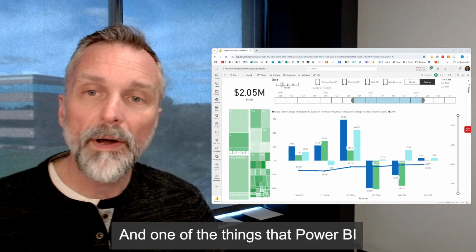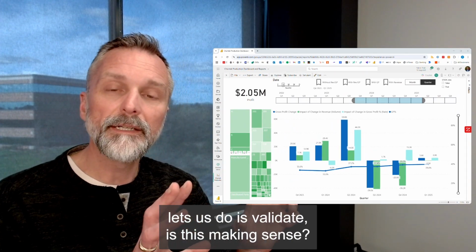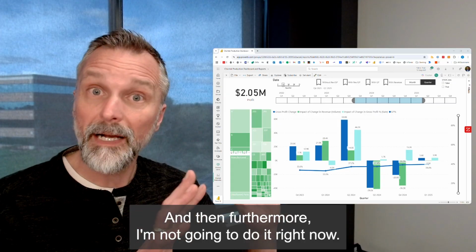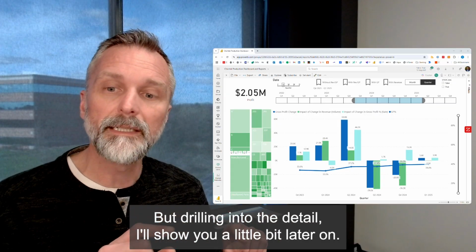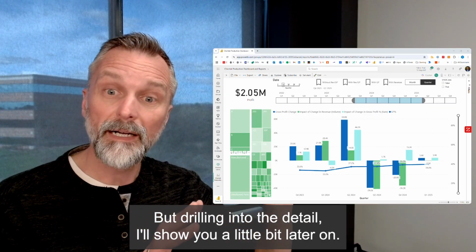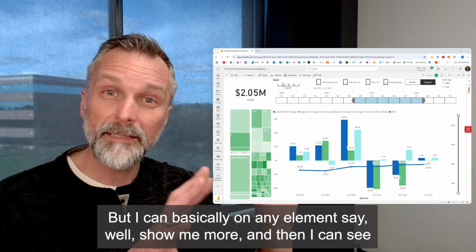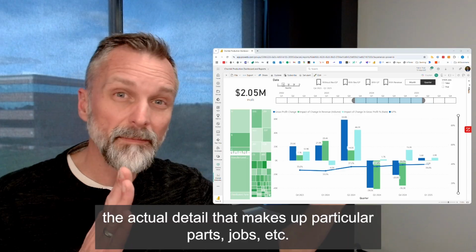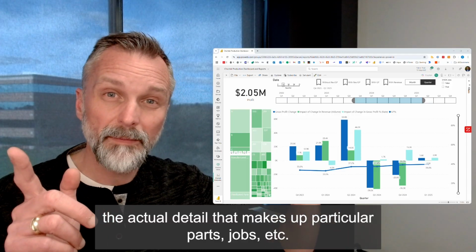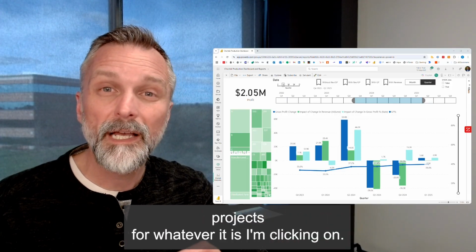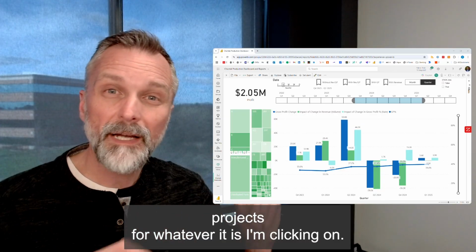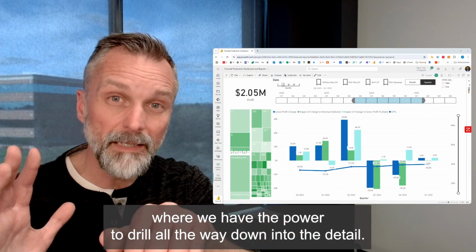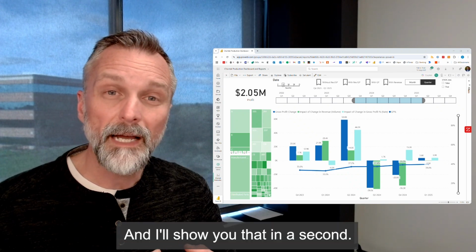And one of the things that Power BI lets us do is validate: is this making sense? And then furthermore, I'm not going to do it right now, but drilling into the detail. I'll show you a little bit later on, but I can basically on any element say, well, show me more, and then I can see the actual detail that makes up particular parts, jobs, projects, for whatever it is I'm clicking on. And that's really where we have the power to drill all the way down into the detail, and I'll show you that in a second.